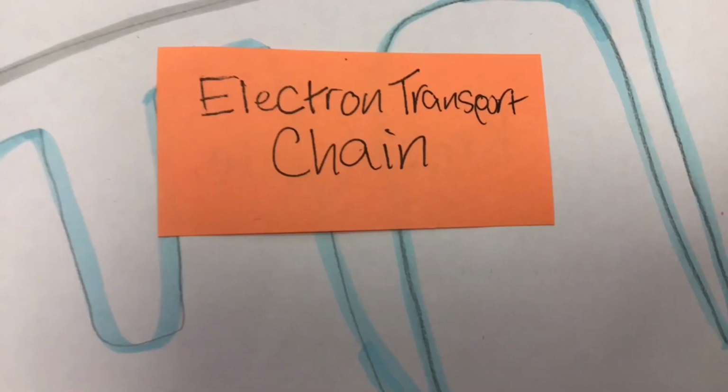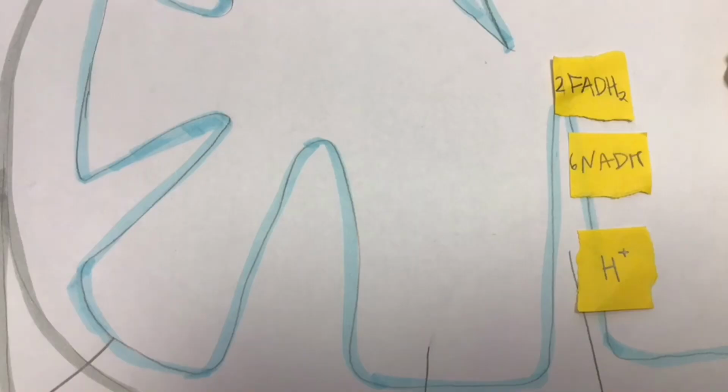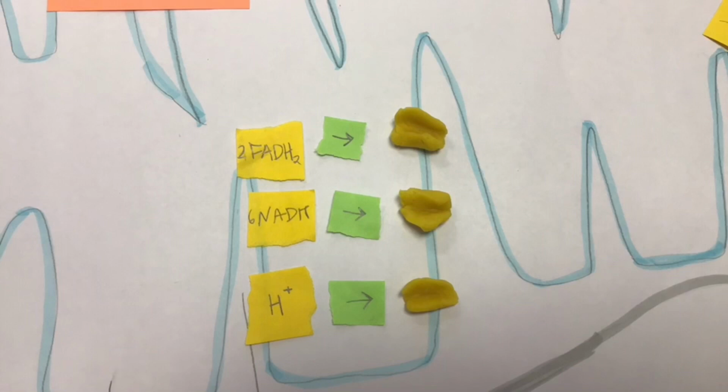Next is the electron transport chain, which starts in the matrix of the mitochondria. First, the FADH2 and NADH that were produced in the Krebs cycle are still in the matrix, and these products go through the electron transport chain itself, which is made of proteins that act as a series of electron carriers, and it's located in the inner membrane of the mitochondria.